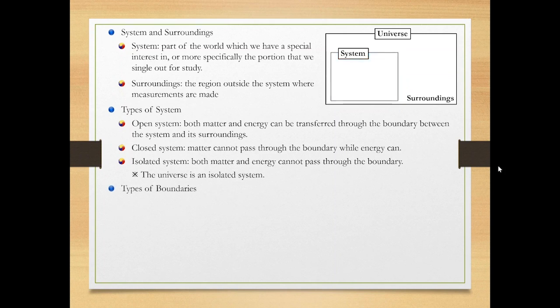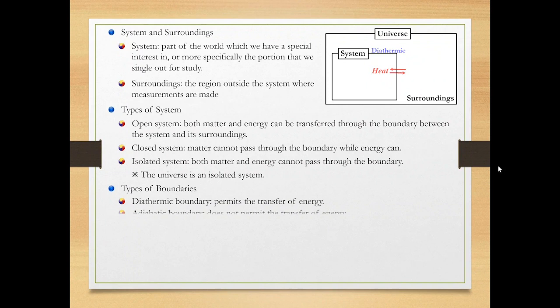There are two types of boundaries that separate the system from the surroundings. Diathermic boundary permits the transfer of heat, but adiabatic boundary does not permit the transfer of heat.